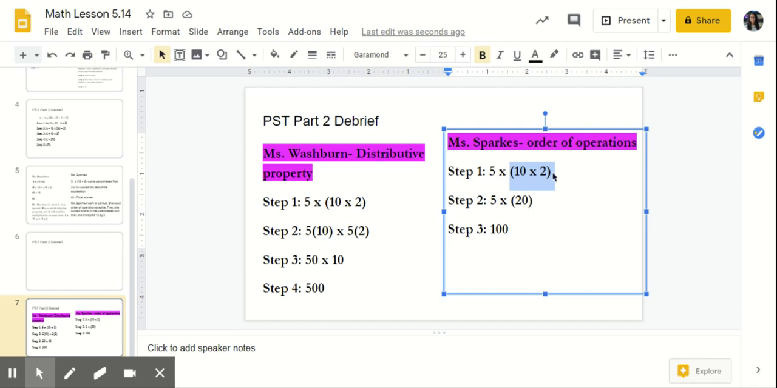So I agree with Ms. Sparks' work. It is correct. We know that she used order of operations to solve. Now we are going to take a look at Ms. Washburn's work.